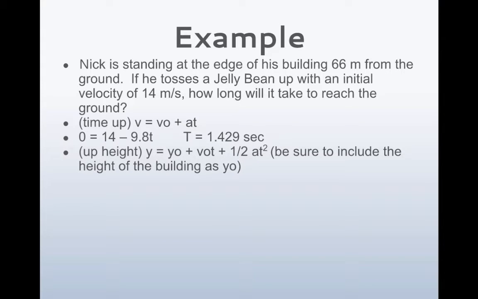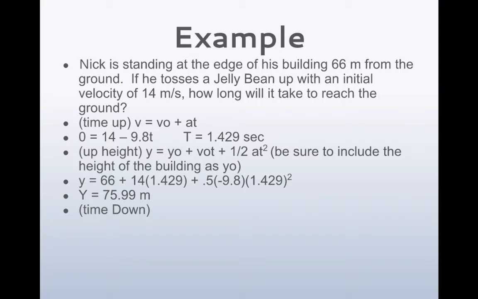Next, we want to find the maximum height that it's going to reach. So we use kinematic 2, and be sure to include the height of the building as y0. So plugging those values in and calculating, we get 75.99 meters.